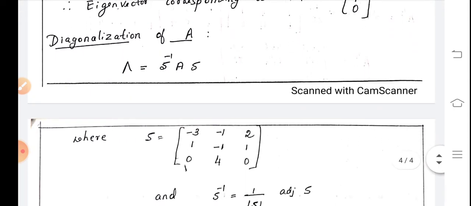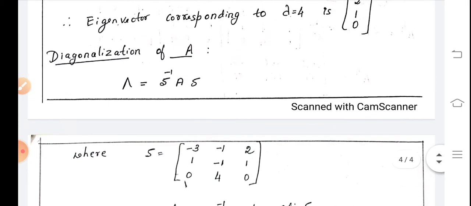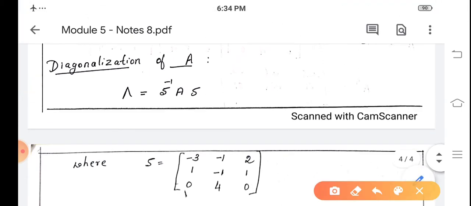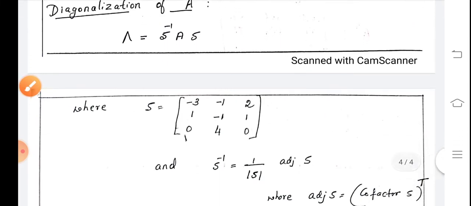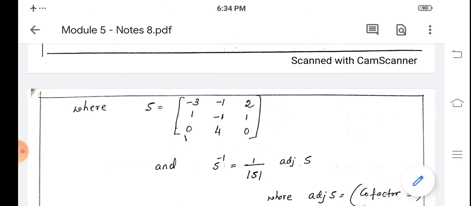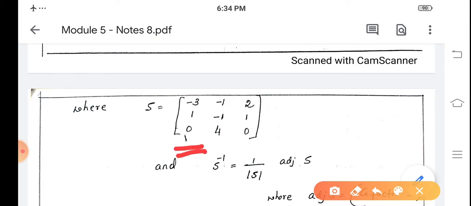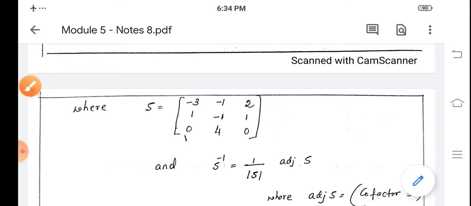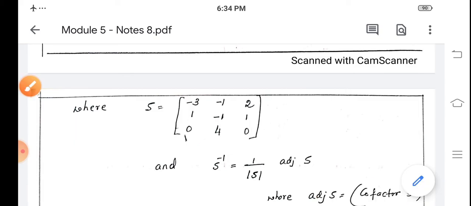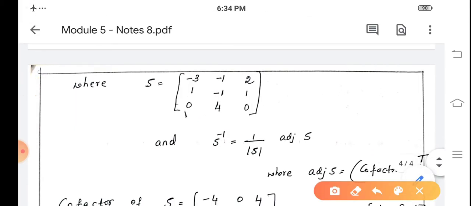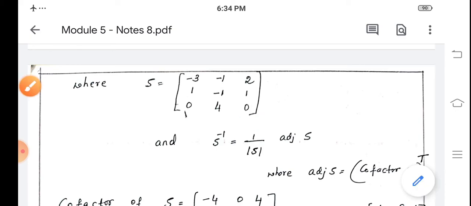Now let us find the diagonalization of A. So we have the diagonalization of A, that is capital Lambda = S inverse AS, where S is the eigen matrix. That means it is a matrix with the columns as eigenvectors. First column is the eigenvector corresponding to the first eigenvalue: -3, 1, 0. Second column is the eigenvector corresponding to the second eigenvalue: -1, -1, 4. And similarly, third column is 2, 1, 0.